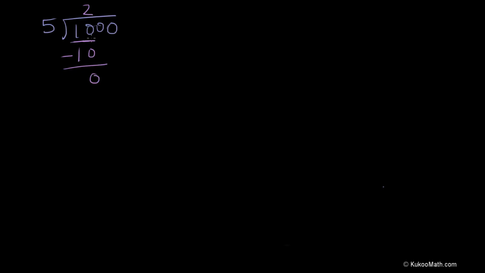The next step is to bring down the next digit, which is still 0. And when we do 0 divided by 5, we get 0. Then we bring down the next digit. It's another 0, so we still get 0 divided by 5, and the answer to that is still 0. There's no remainder, and we just learned that 1,000 divided by 5 is equal to 200. Let's try the next problem.